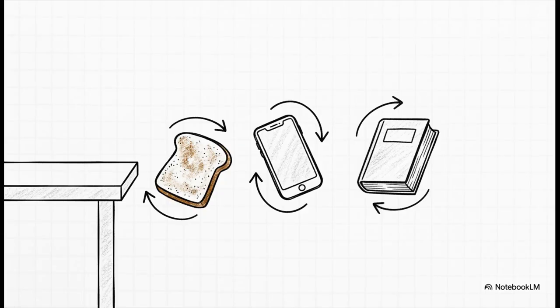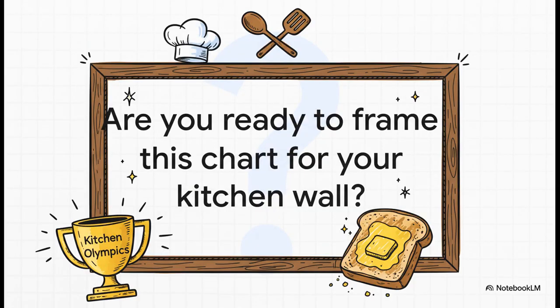And of course, this isn't just for toast, right? The exact same principles apply to your smartphone if it slips off the table, or a book, or pretty much anything flat that clips the edge on its way down. This chart is basically a guide to the physics of everyday clumsiness. Which leaves us with just one final, and let's be honest, probably the most important question. Now that you know this chart is a playbook for avoiding breakfast disaster and for achieving kitchen Olympic glory, are you ready to frame it for your kitchen wall? Good luck with the challenge.